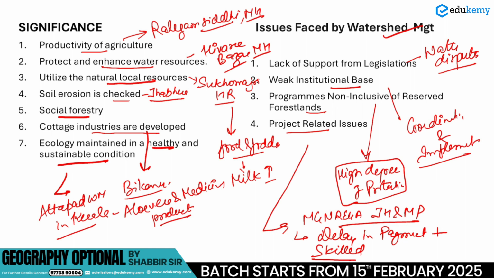So these all are the factors that are important and that you can quote with the help of some examples. I hope I have given an adequate number of points that you can quote in your exam if any question arises with respect to integrated watershed management.